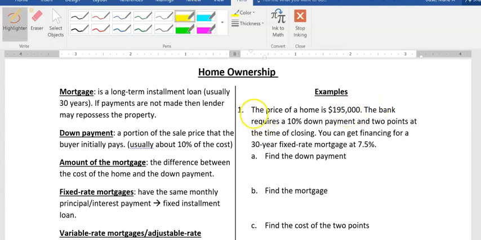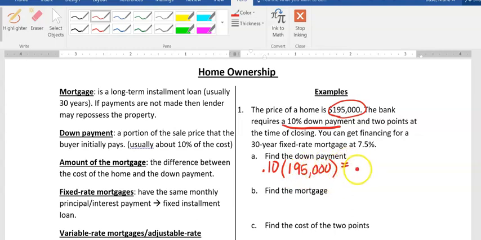Well, it tells us right up here that the bank requires a 10% down payment. So we need to find 10% of the cost of the house. So to find 10% of the number, we need to change our 10% to its decimal equivalent and then multiply that by 195,000. When you do that, you end up getting $19,500. So that is the amount of money that you would have to have on hand in order to try to go and purchase this home.